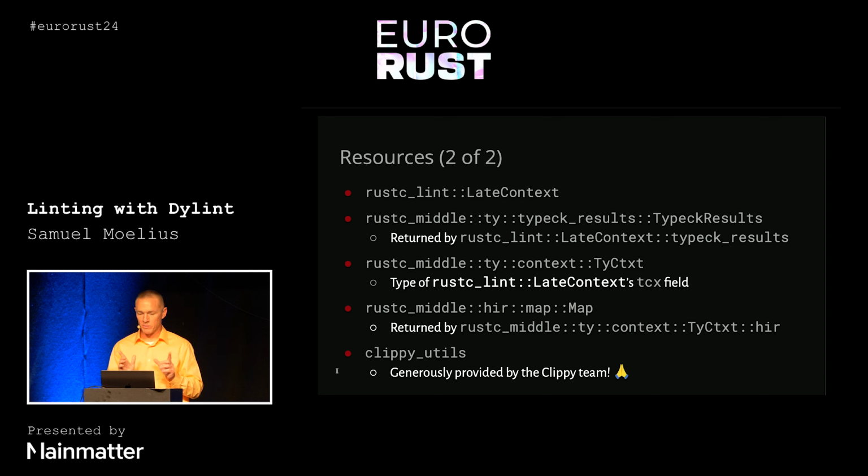The last bullet on my slide is something called clippy_utils. This is not provided by the Rust compiler. This is very generously provided by the Clippy team, and it's part of the Clippy repo. We use it in Dylint all the time. You can think of it as a kind of layer on top of the Rust compiler APIs, and there's a lot of useful functionality in there, and that is another tool at your disposal.